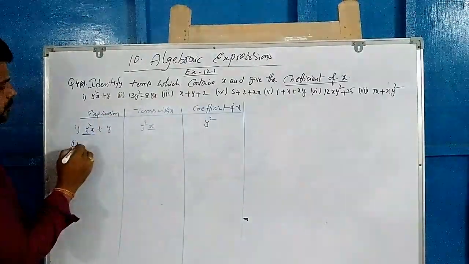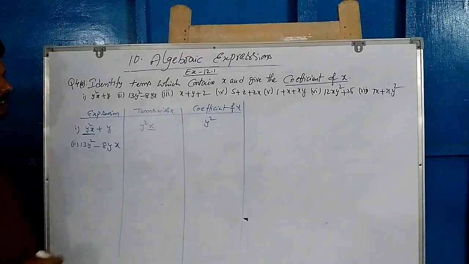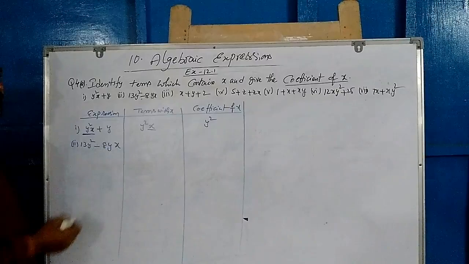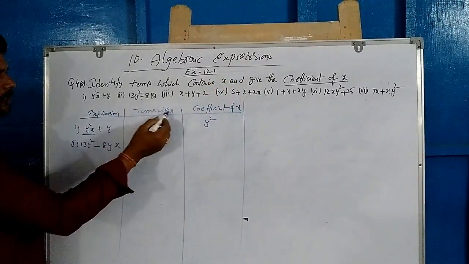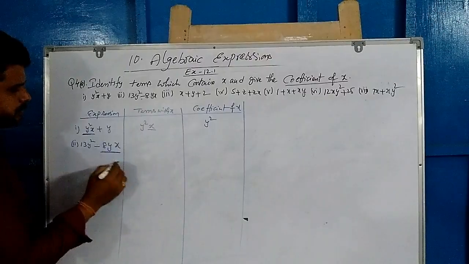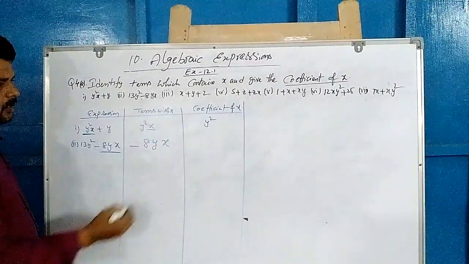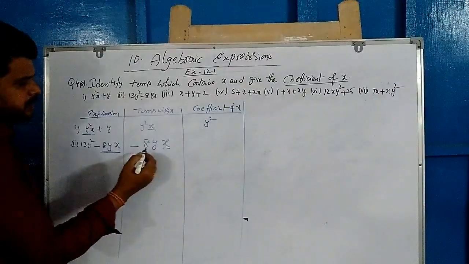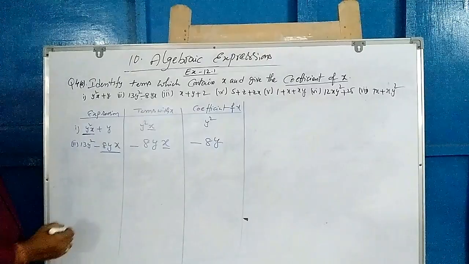Second one, 13y square minus 8yx. 13y square, minus 8yx. What do we need? Coefficient of x, terms with x. So what is the term with x? Minus 8yx. So x is multiplied with minus 8y. So minus 8y is the coefficient.